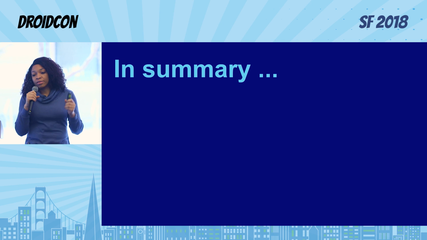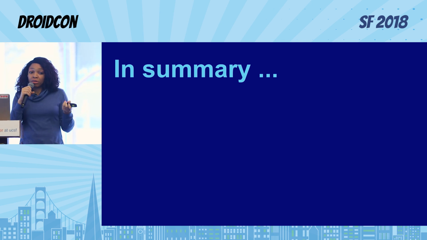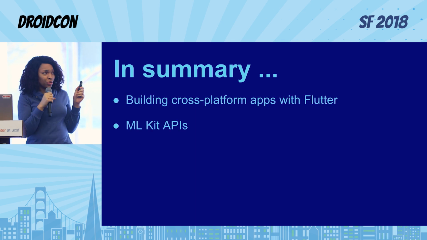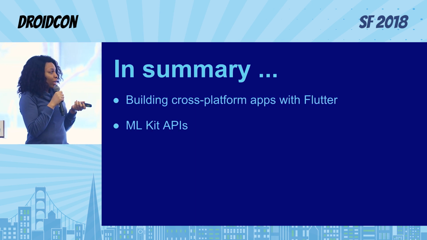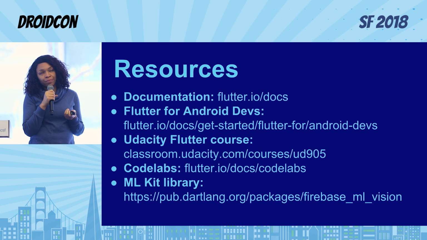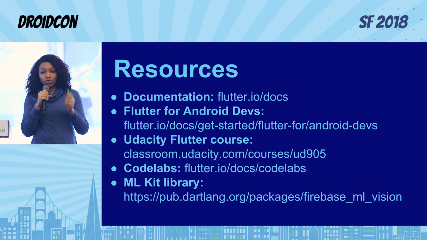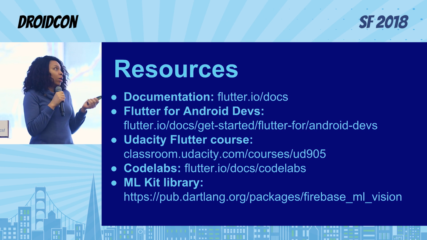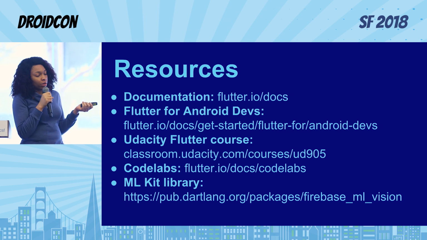We also talked about the different ML Kit APIs that are currently available by Google. So these are the resources that I think are useful. The first one is the documentation. One really good thing about Flutter is that the documentation is so very detailed. If you visit the docs website, you'll see that.